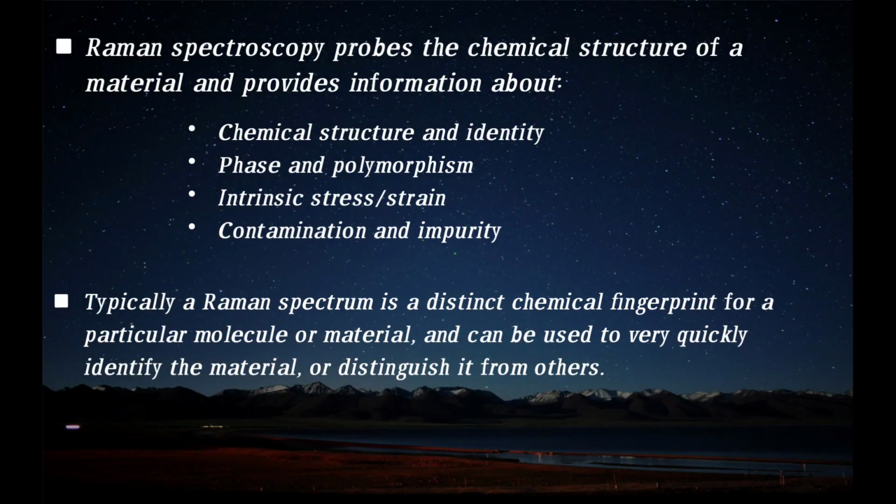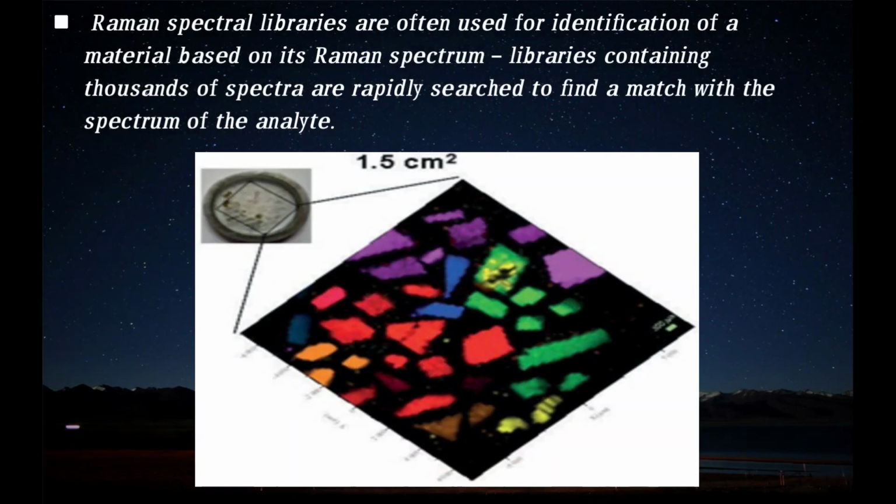Raman spectroscopy probes the chemical structure of a material and provides information about chemical structure and identity, phase and polymorphism, intrinsic stress and strain, contamination and impurity. Typically, a Raman spectrum is a distinct chemical fingerprint for a particular molecule or material. It can be used to very quickly identify the material or distinguish it from others. Raman spectral libraries are often used for identification of a material based on its Raman spectrum. Libraries containing thousands of spectra are rapidly searched to find a match with the spectrum of the analyte.